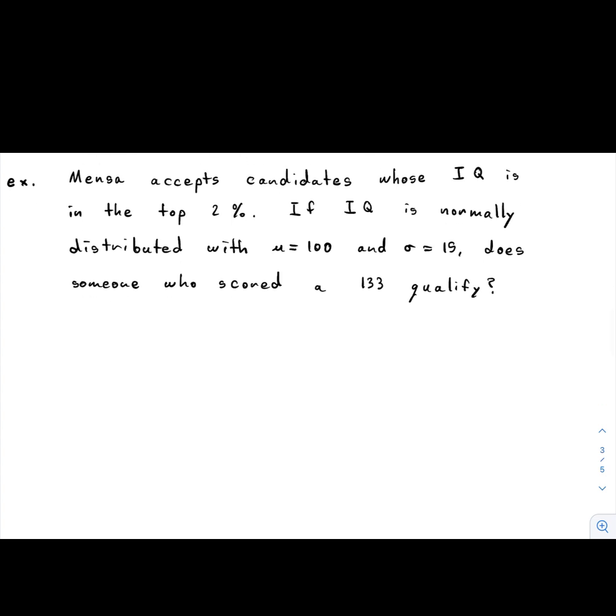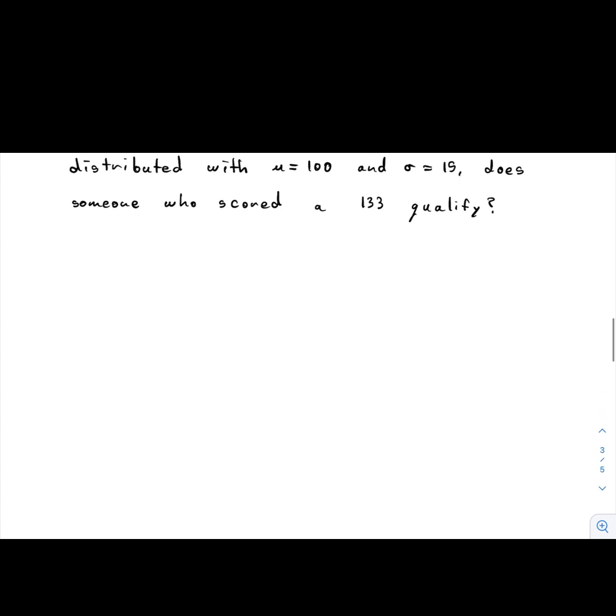Let's say Mensa accepts candidates whose IQ is in the top 2%. If IQ is normally distributed with a mean of 100 and standard deviation of 15, does someone who scored a 133 qualify? So breaking it down, we can figure out our z-score first. Now our z-score is going to be given to us by 133 minus 100 over 15. And this turns out to be 2.2.